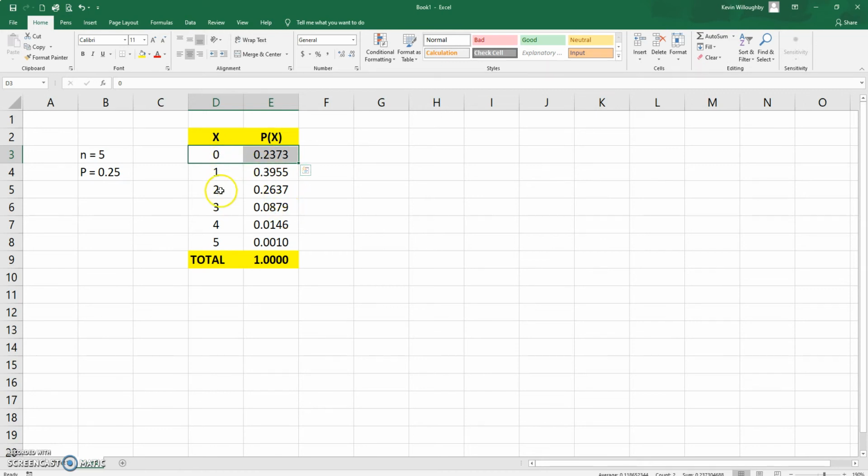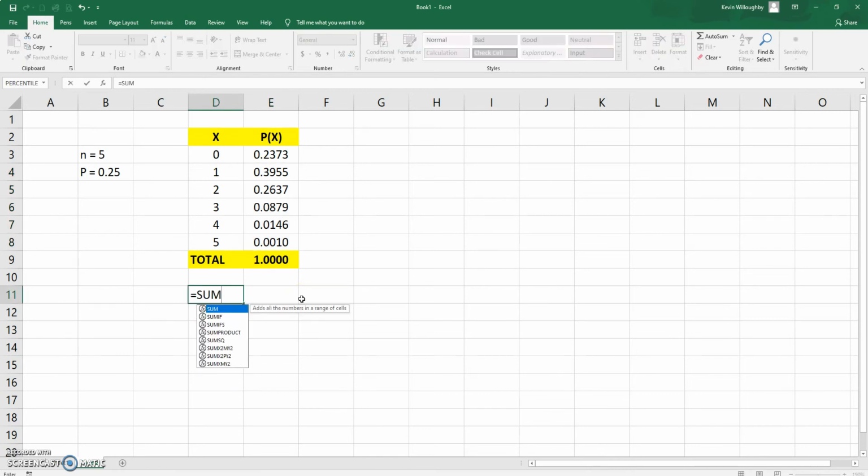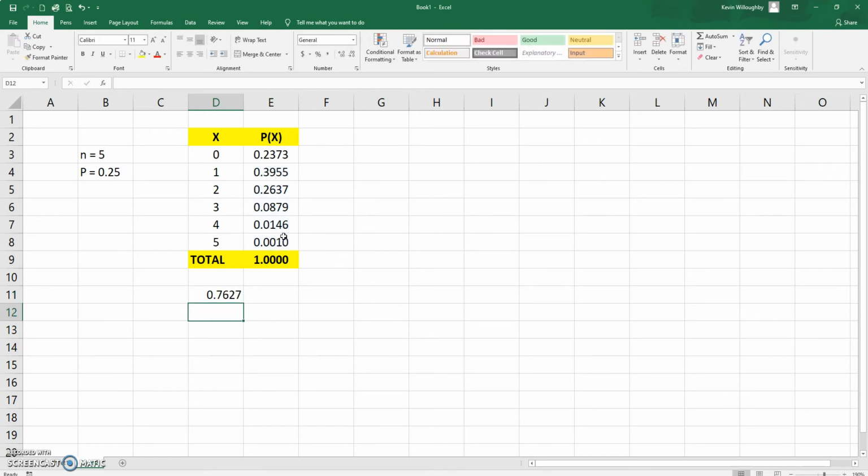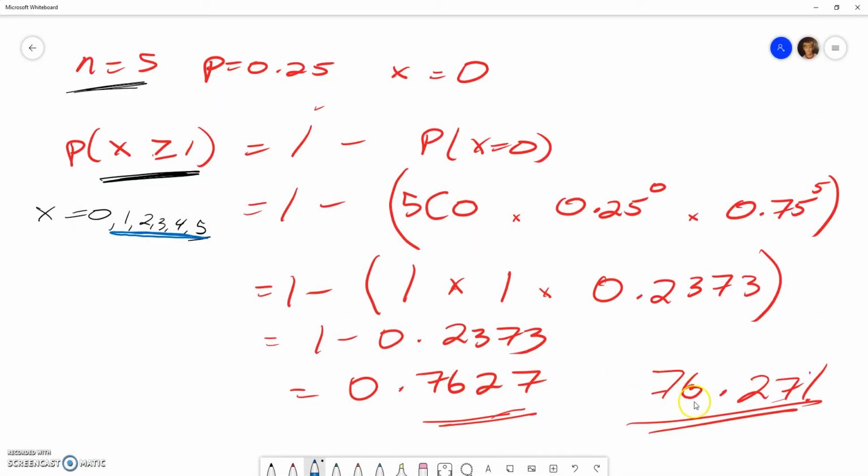Here's all the options. X will always start at 0 and will always increase up to the value of n. And here's the probabilities. These 6 probabilities add up to 1. So at least 1 is going to be these numbers in here. I'll just show you with this simple calculation. We can go equal sum, highlight those 5 numbers, and we get 0.7627, the same number we got here, 0.7627.